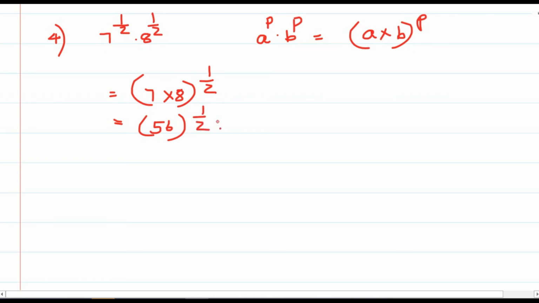So in this video we have seen the laws of exponents for real numbers. Instead of numbers, the exponents or the powers will be fractions, and we are following the same rules.